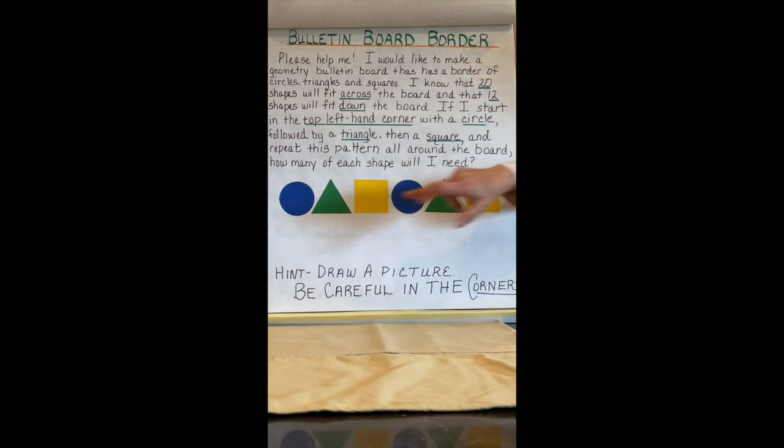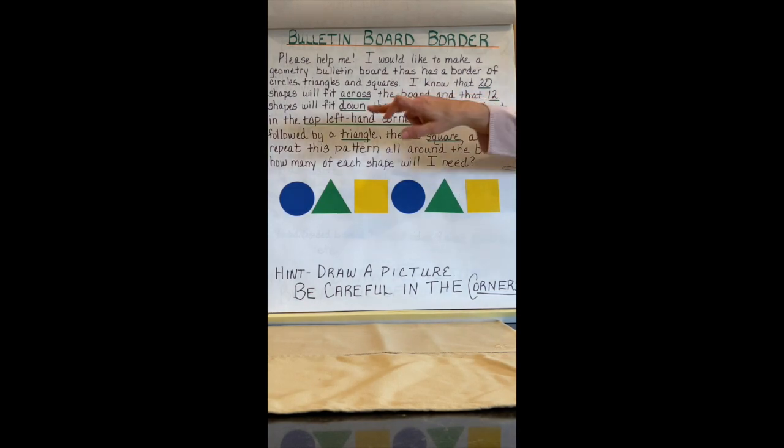So, I'm starting with a circle, a triangle, a square. A circle, a triangle, a square, and I keep on in that pattern. My hint to you is to draw a picture. Remember, you're going all the way around the board, and be careful in the corners. 20 across and only 12 shapes down. This problem is a little tricky, so be careful, draw your shapes, and then count carefully.